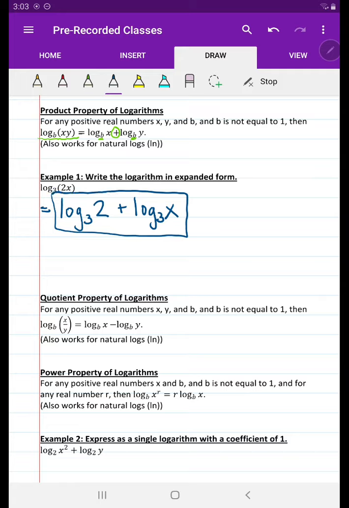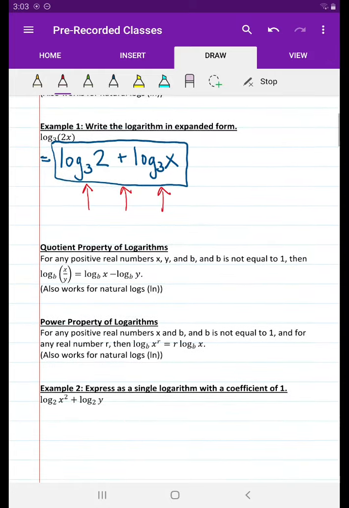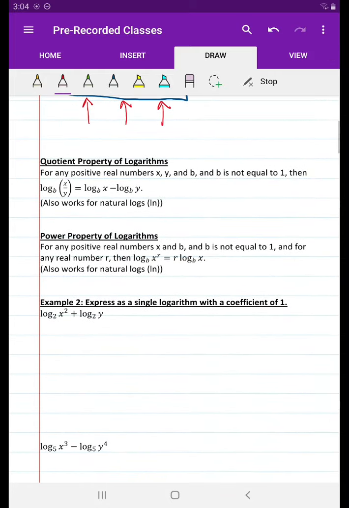Some things that I want to draw your attention to: notice how they both have a base of 3. You have a base of 3 to start the problem with, and then you have addition between the two. So that's key, and then one of them has a 2 and the other one has an x, and you're all done. Something related to that is the quotient property of logarithms.